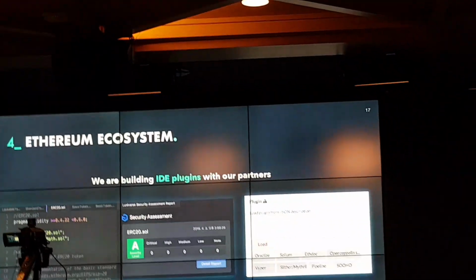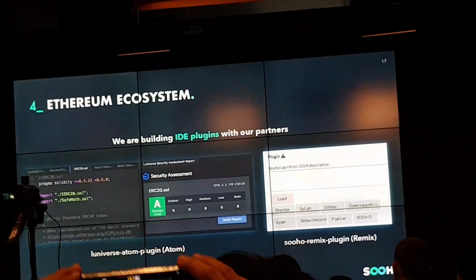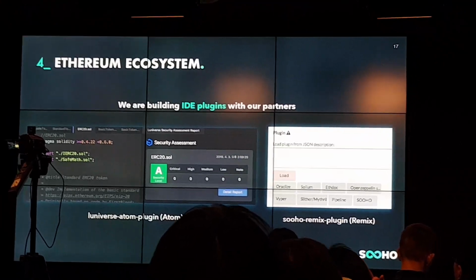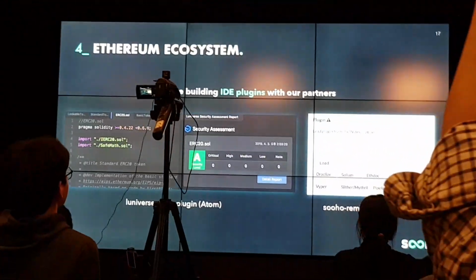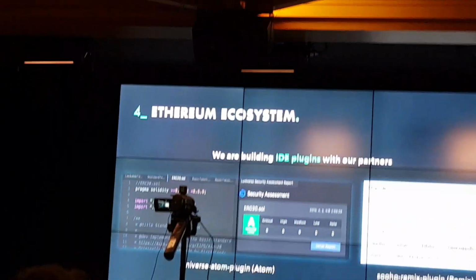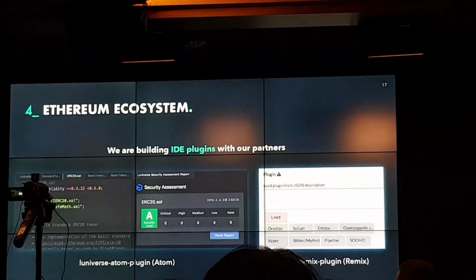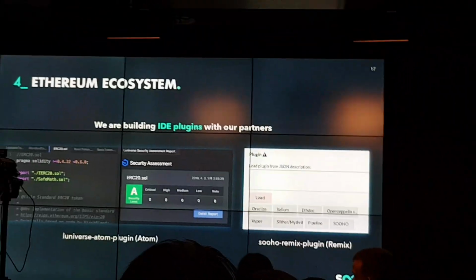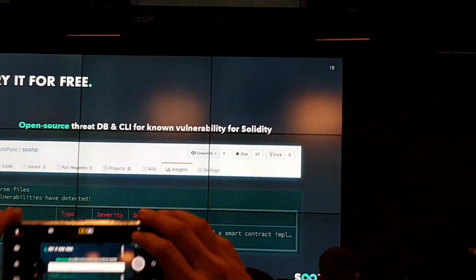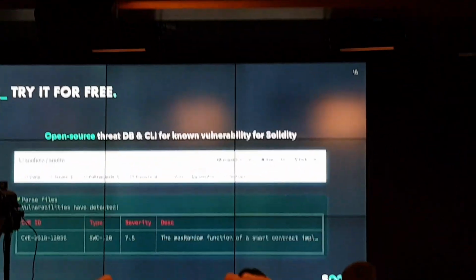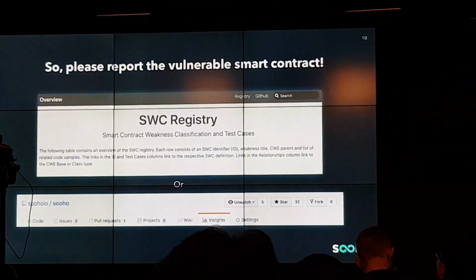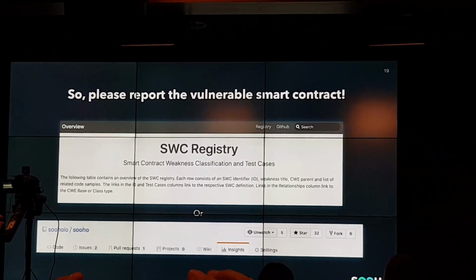Based on that technology, we can deliver more meaningful information to the developer. So now we are developing a Linux plugin. In addition, Universe, who utilize our analysis engine, already implemented the Atom plugin. You can also use it on GitHub. We already uploaded it. Please refer to the vulnerable smart contracts.